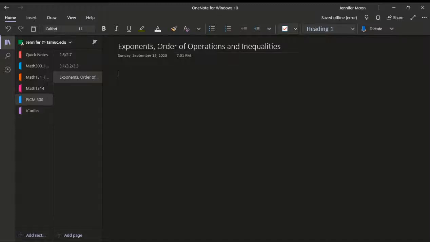We are going to do exponents, order of operations, and inequalities. Sorry to hear a bunch of noise. I just flipped my laptop so that I could use it as a tablet.